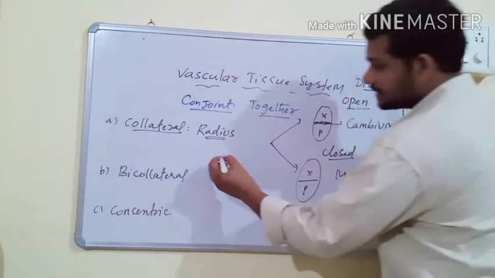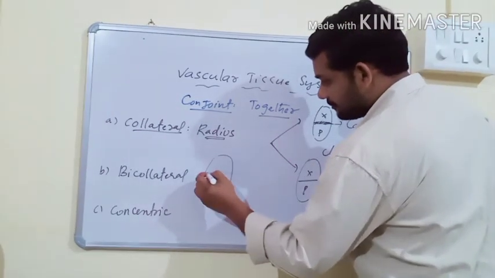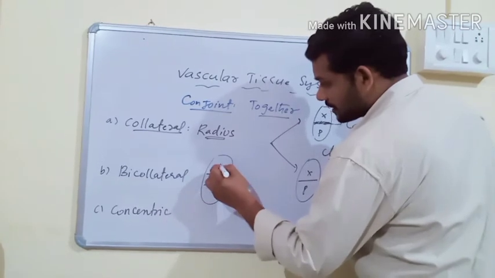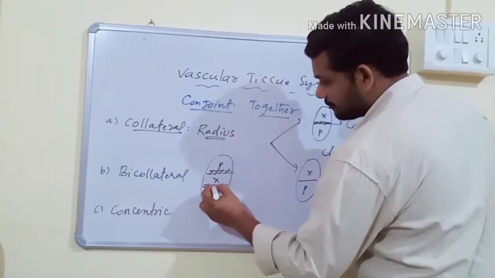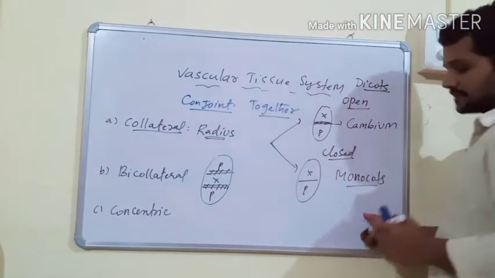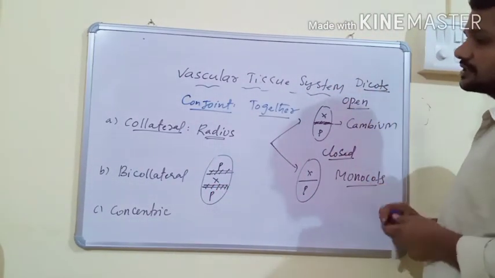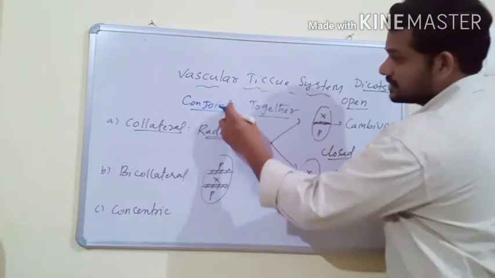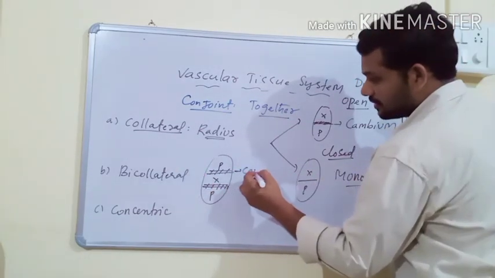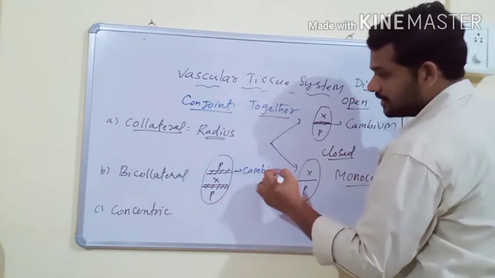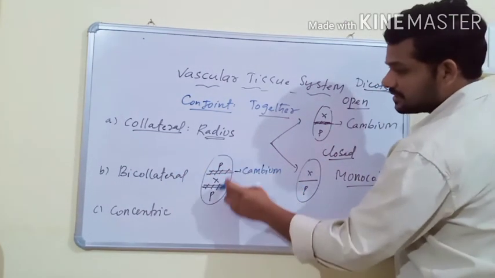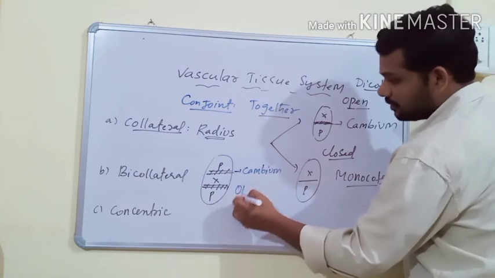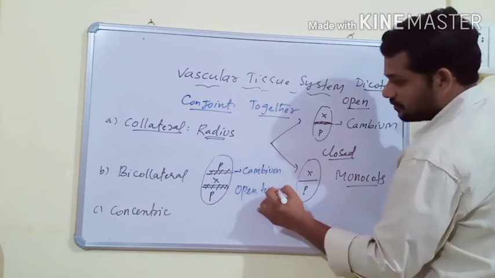Now bicollateral vascular bundles. If phloem is present on both sides of xylem, then they are known as conjoint bicollateral vascular bundles. So in bicollateral vascular bundles, cambium is present on both sides. That's why they are always open type.